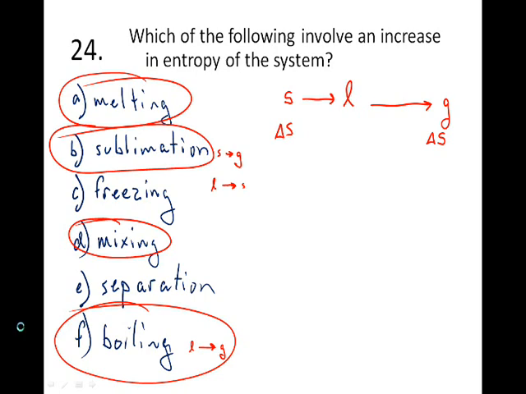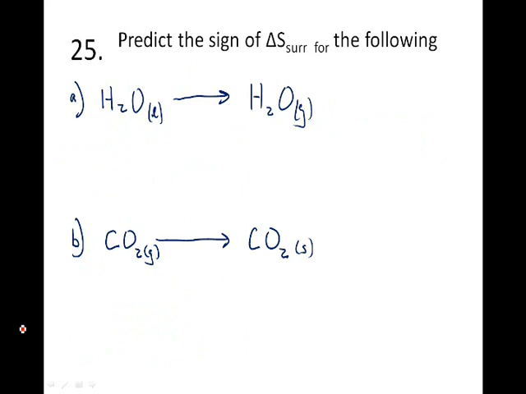Okay, moving on to number 25. Predict the sign of the change in entropy of the surrounding. So we've got to remember that we're working with our system, and the stuff you see here is the system, and everything else is the surrounding. So if I draw everything here in the circle, now that's everything. This reaction that's written is the system.